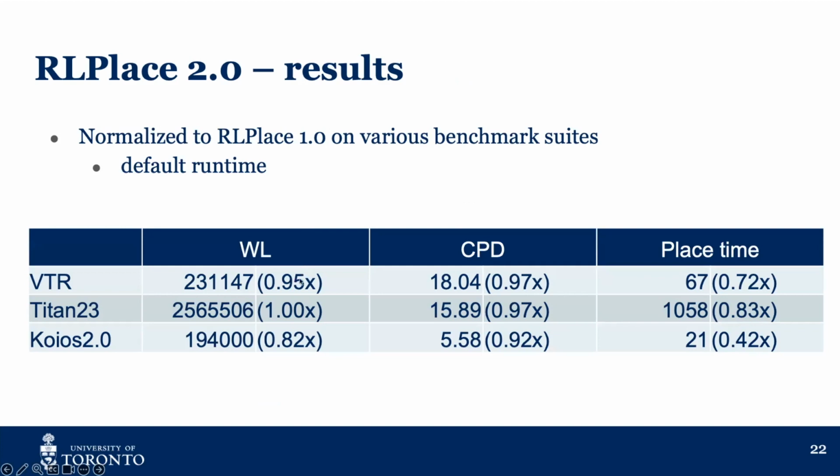And as we can see, for VTR benchmarks, for example, RLPlace 2 was able to achieve 5% less wire length, 3% less critical path delay, while reducing the placement time by around 30%. These results are consistent for various benchmarks, or even larger for the Koios 2 benchmark, which focuses more on deep learning workloads, where we were able to achieve 8% less wire length, 8% less critical path delay, and cutting the runtime of RLPlace 1 to less than half.